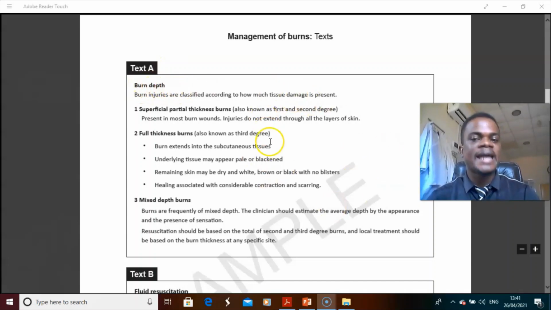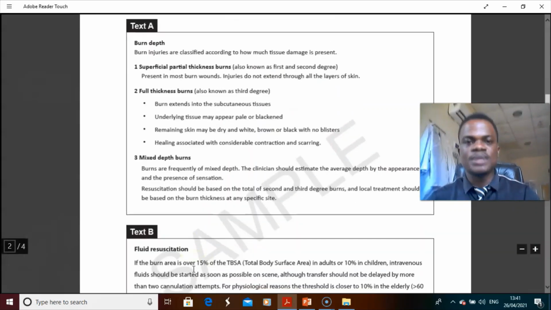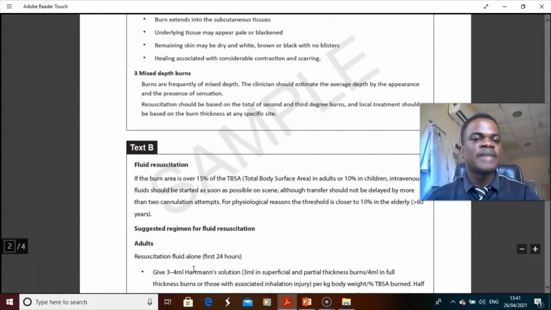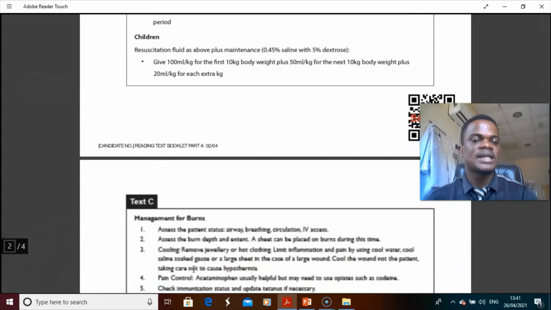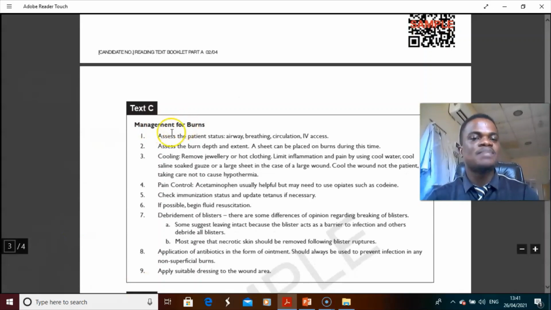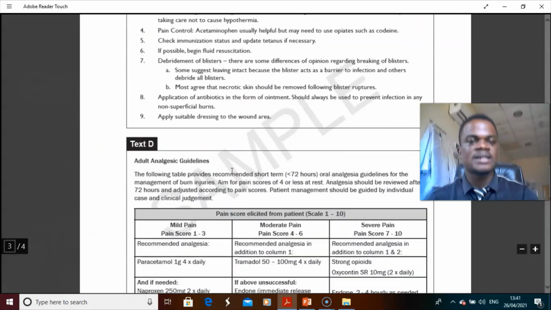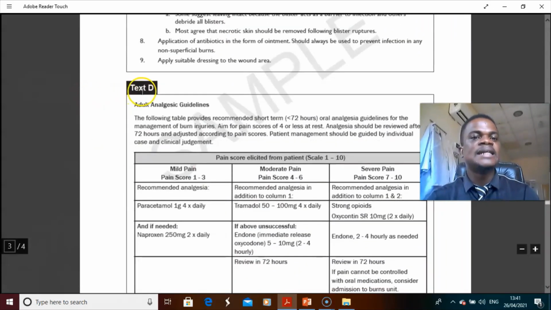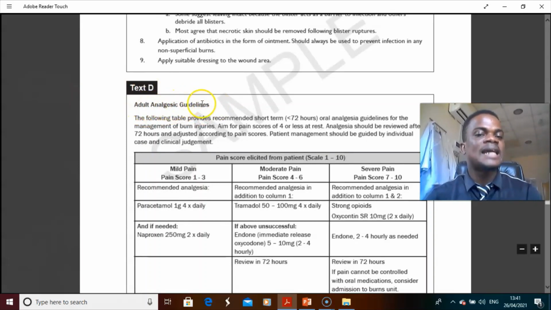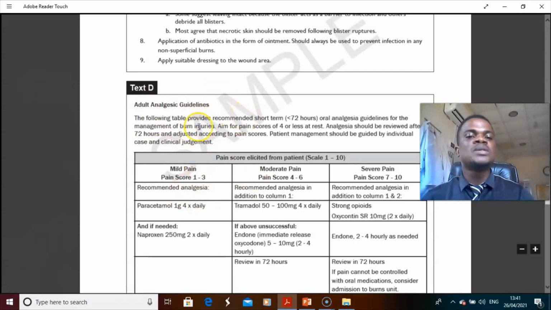That means here they are discussing how deep burns are. Now, let's go to text B. You also note text B will be talking about fluid resuscitation for burns patients. Text C will be talking about management for burns, the treatment that is given to burns patients. Now, text D would only be talking about the adult analgesic guideline. So you immediately note these four parts.